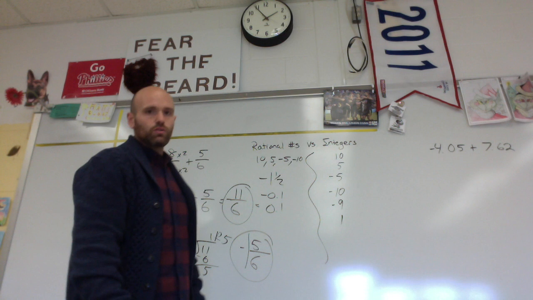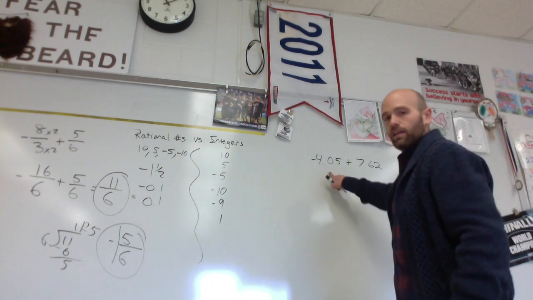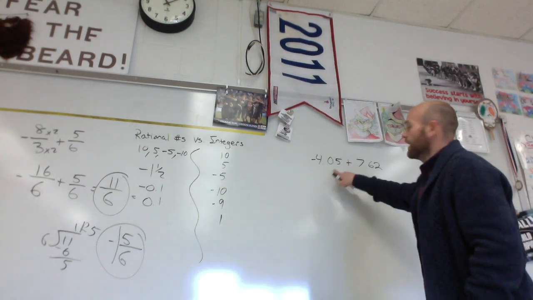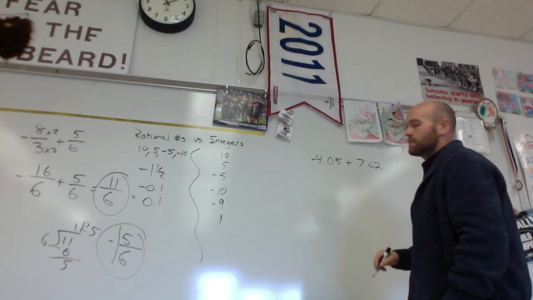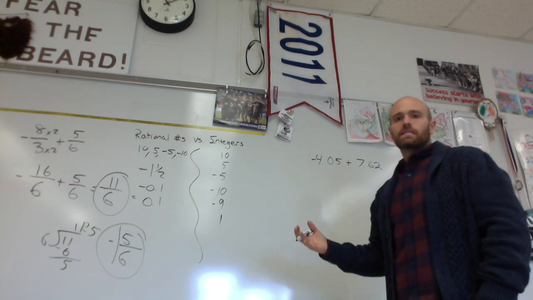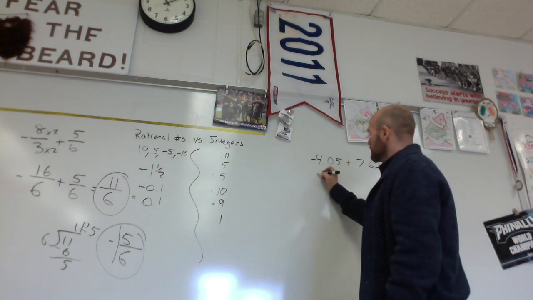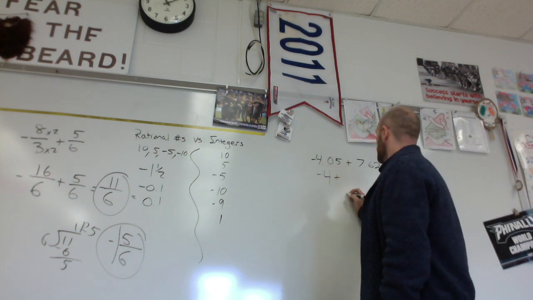All right, let's jump to a decimal. So we're going to adjust this screen a little bit so you can see over here. All right, we have -4 and 5/100 plus 7 and 62/100. Let's just round to see about where our answer is going to be, okay? So let's take this to -4 plus, we'll call this 8, all right?